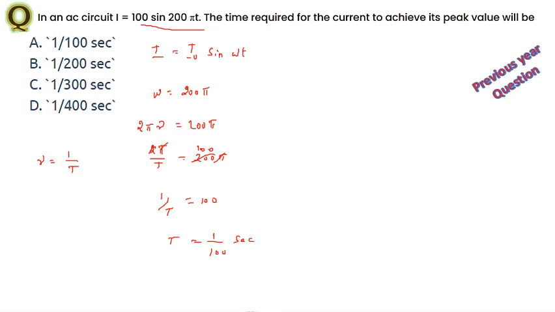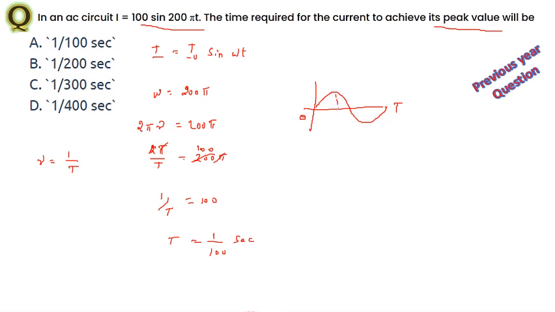Now what they are asking here is when it achieves its peak value. Peak value in this case, now you just consider one full wave. This is one full time, right? This is 0 to t.